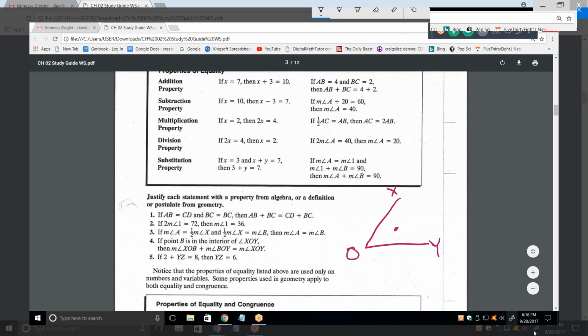Well, let's not even make it the bisector. Didn't say that, so let's not make it that. Let's put it right there. And that's point B. And then the measurement of XOB, that, plus the measurement of BOY, that, equals the measurement of XOY. What property is that?